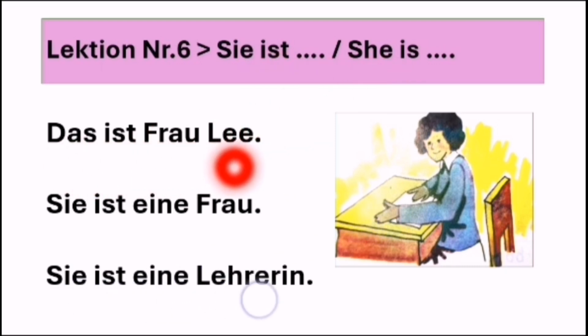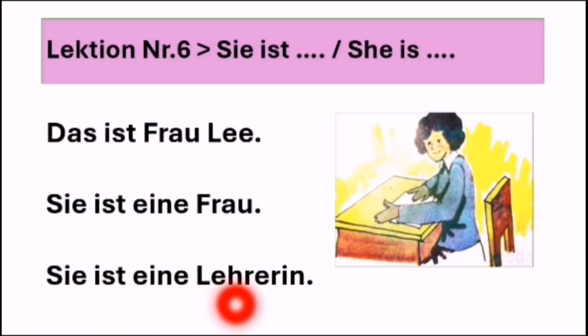And again, sie ist, she is. Das ist Frau Lee. She is Miss Lee. You can say Miss Lee, Madam Lee. Okay, das ist Frau Lee. Sie ist eine Frau. Okay, here you can see we are using eine. So we have lessons in book number 1 and in the previous lesson in book number 2 as well about eine and ein. You can check there. Sie ist eine Frau. She is a woman. Sie ist eine Lehrerin. Lehrerin, female teacher. She is a teacher. Das ist Frau Lee. Sie ist eine Frau.